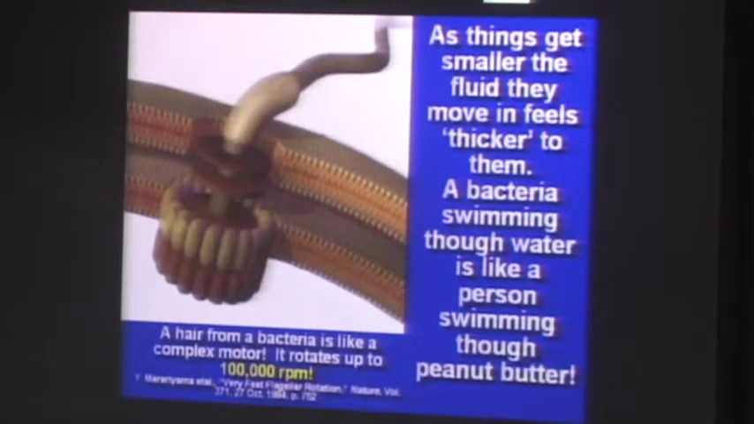Pretty amazing. And as things get smaller, the world they live in feels more sticky to them. The viscosity of the fluid seems greater. So a bacteria swimming through water is about like a person swimming through peanut butter. And that little motor is so powerful and turns so fast, that bacteria can swim about like a person going 60 miles an hour through peanut butter.